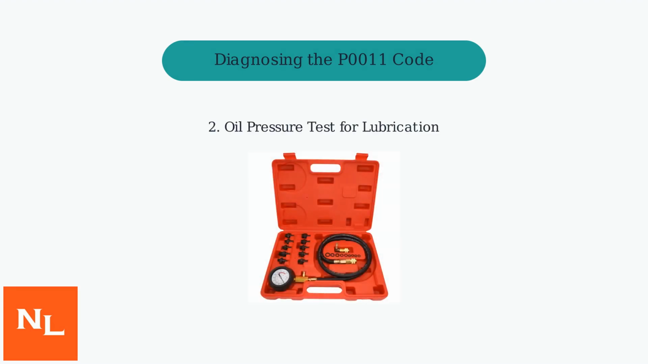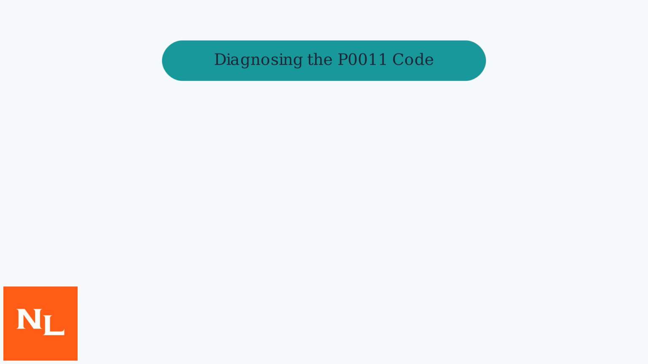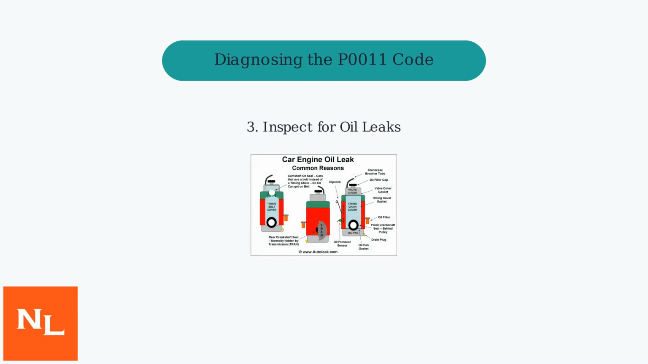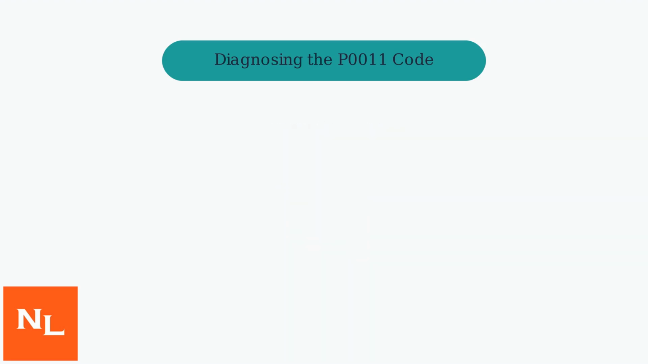Next, perform an oil pressure test to ensure adequate lubrication for the variable valve timing system. Low oil pressure can prevent the camshaft phasers from operating correctly. Inspect the engine for oil leaks, particularly around seals, gaskets, and timing components. Oil leaks can reduce pressure and cause timing issues.